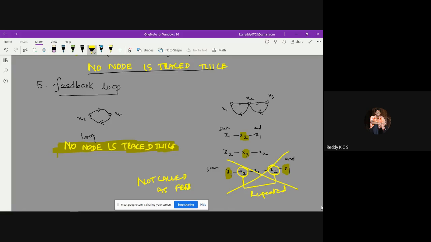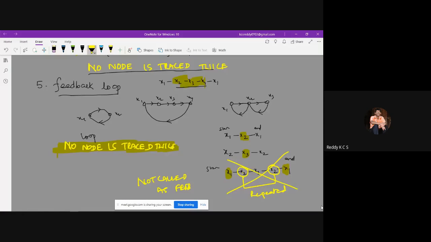Say, for example, I have a signal flow graph like this, and I am touching like this. So this is x1, x2, x3, and x4. Here the signal is generated from x1, moves to x2, moves to x3, moves to x4, and then comes back to x1. So here no node is traced twice. If you look at x2, x3, x4.